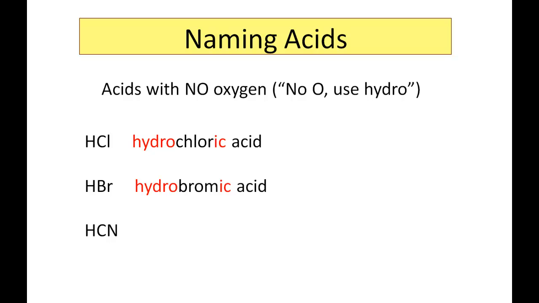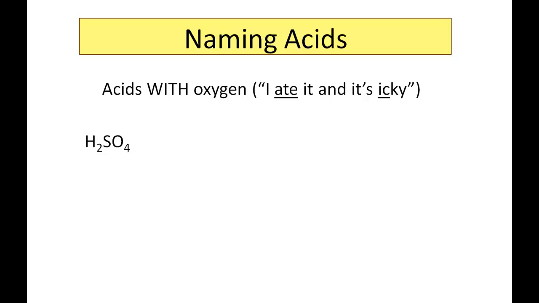Here's another one. This one is a polyatomic ion paired up with hydrogen. It's called cyanide. Since there's no oxygen in it, we still use the prefix hydro, and instead of cyanide, we use cyanic. So this is called hydrocyanic acid.